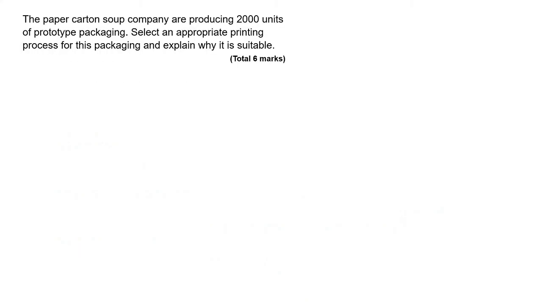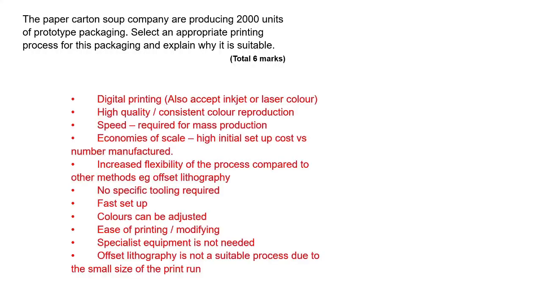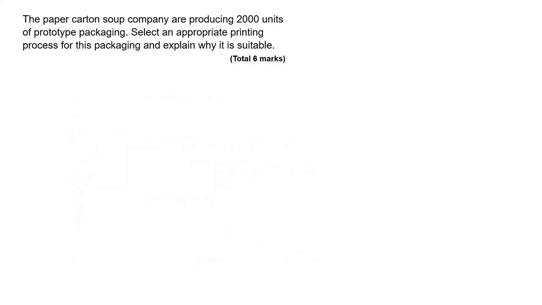So a carton suit company are producing 200 units of prototype packaging. Select an appropriate printing process for this packaging and explain why it is suitable. So 6 marks. So basically what they're saying is, okay, how can you, and it doesn't matter if you've got images or anything, this is the second part of the question. So basically, you're going to make 2,000 of something. So you need a process that will let you print or make 2,000 of a thing as well as possible. Okay, so this is to do with the actual printing process. So 6 marks. Give yourself 6 minutes, and then we'll go for the answers.